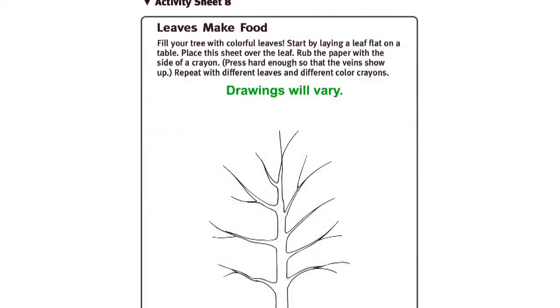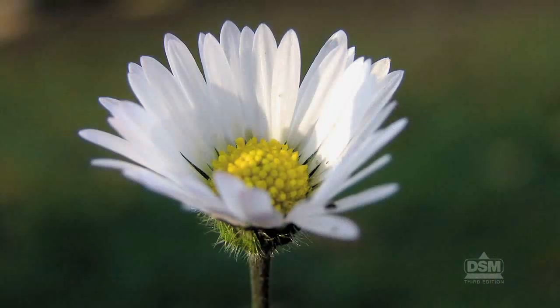Distribute a copy of Activity Sheet 8 to each student and review the instructions with the students. Tell students to fill the tree with leaves by making colorful rubbings of the leaves in their trays. Encourage them to trade trays with other teams for variety. If you like, you can display the activity sheets in an orchard on the bulletin board. Finally, let students know in the next activity they're going to learn about some very special plant parts, flowers.